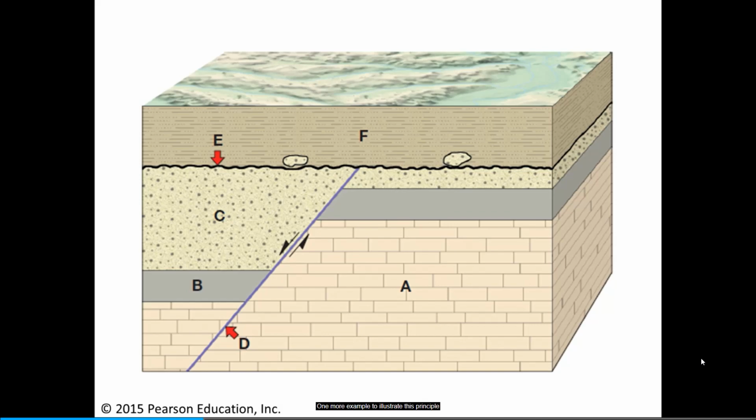One more example to illustrate this principle of cross-cutting relationships, and that is the prominent fault marked on this diagram. It's labeled as D. Here the fault displaces layers A, B, and C, but it does not displace layer F, nor the unconformity E that separates F from A, B, and C. So we can establish the sequence of events here as the deposition of A, the deposition of B, the deposition of C, faulting of A, B, and C, followed by erosion to produce the unconformity E, and then the layer of sediment that's on top of it all, F.